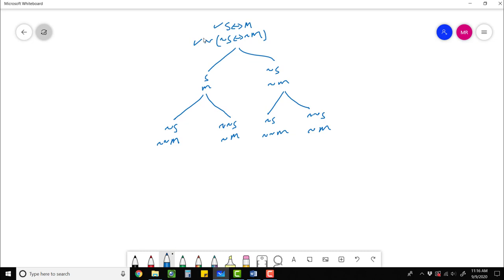So here we have contradiction of not S with S, so check. Here we have a contradiction of not M and M, so check. Here we have a contradiction with not M and not M. So even though not M is not fully decomposed, right, we do have a contradiction. So we don't have to decompose not M. And then we have not S contradicting not S. So this too is valid. All branches closed.